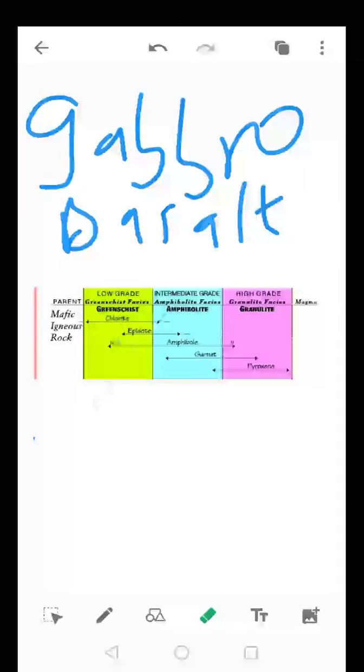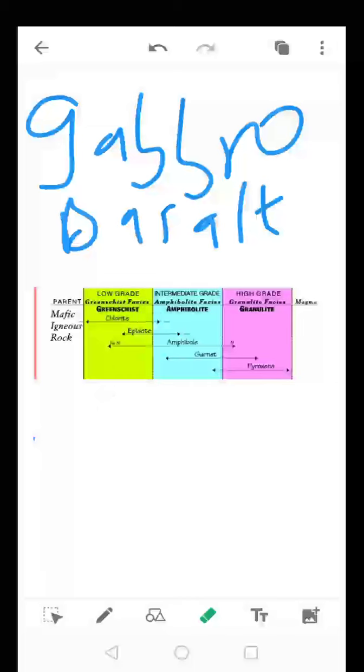Now you can tell that within each metamorphic grade we have different minerals respectively, depending on the parent rock. In this case the parent rock was the mafic igneous rocks. It could be gabbro or basalt. Then we can form greenschist, amphibolite, and granulite respectively, with the index minerals which mark the zones.